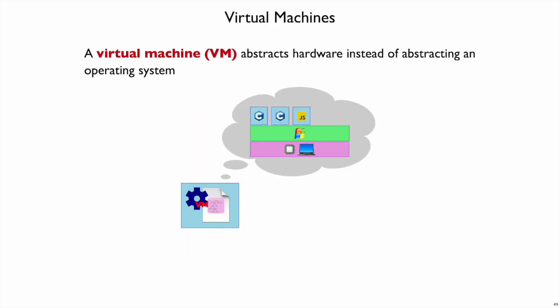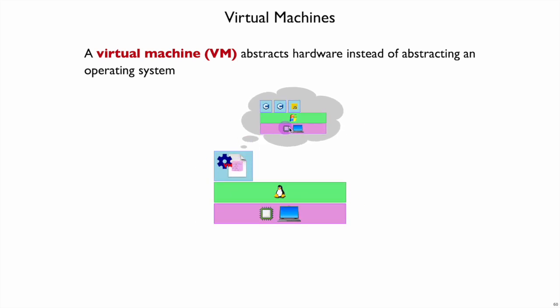A virtual machine abstracts away the hardware instead of abstracting the operating system. So that means a virtual machine is a process in some host operating system, but inside that process, it thinks it has its own operating system running on its own piece of hardware. A virtual machine, in other words, is a kind of interpreter that runs a CPU, and it can do that inside a process in another operating system.